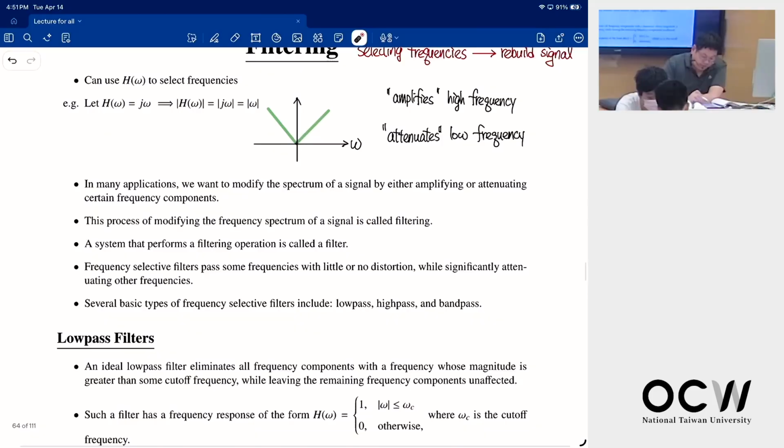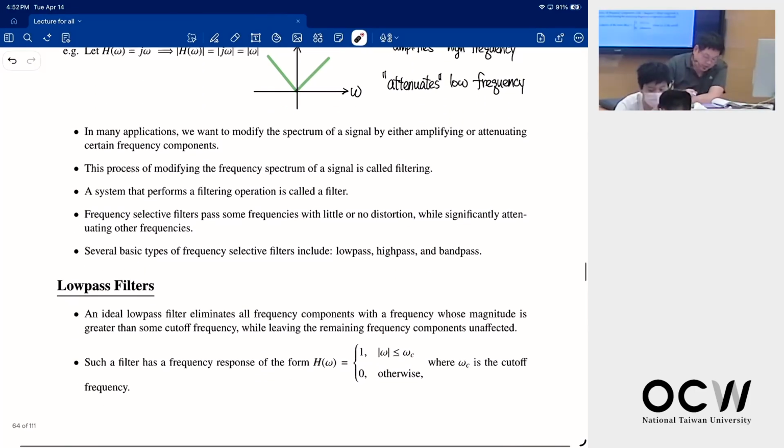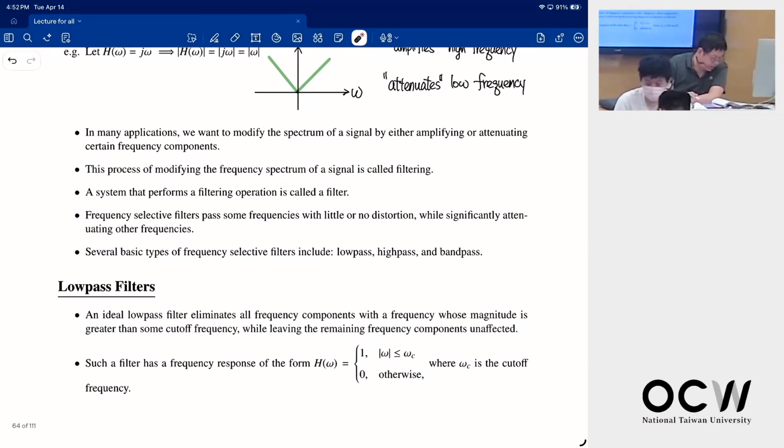So the frequency selective filters will pass some frequencies with probably just little or even no distortion, so I can preserve that signal. The basic types of frequency selective filters are low pass filter, high pass filter, and also band pass filter. First, let's see what is a low pass filter.